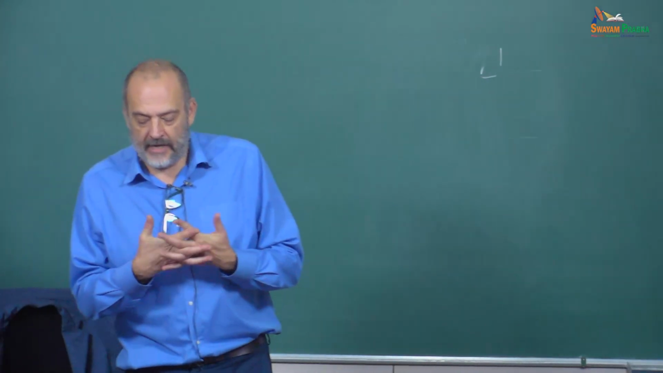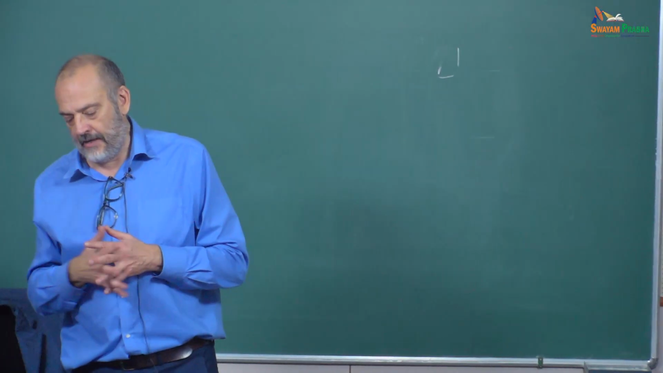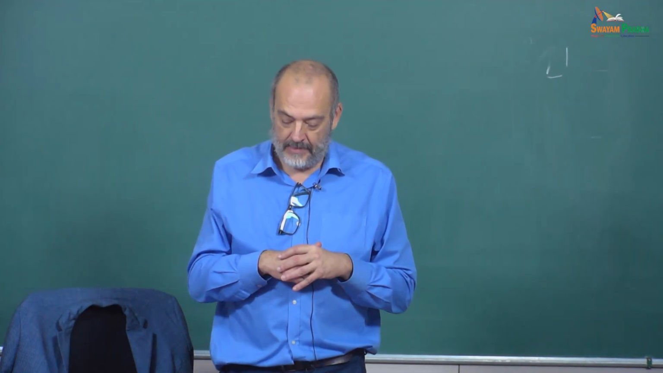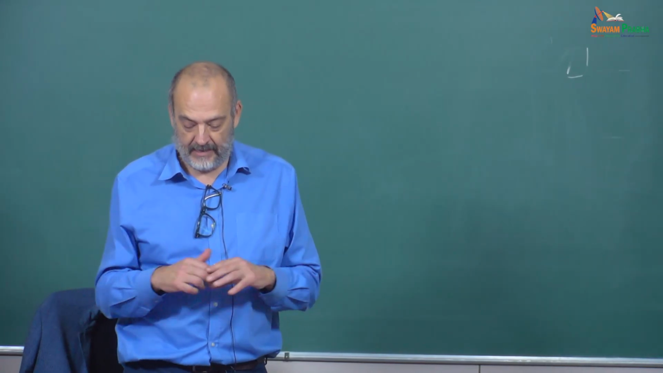So, for each phase, we can write the expression that we saw before: the entropy multiplied by the T for a given phase, so solid, liquid, gas, equal to V_k dP_k minus the sum over all the chemical species of the moles of the phase multiplied by the differential of the chemical potential. So this is the Gibbs-Duhem equation. And then we can write this for each chemical component and each phase.